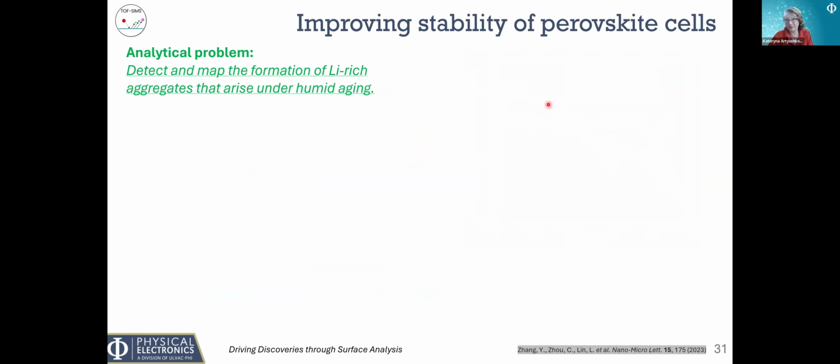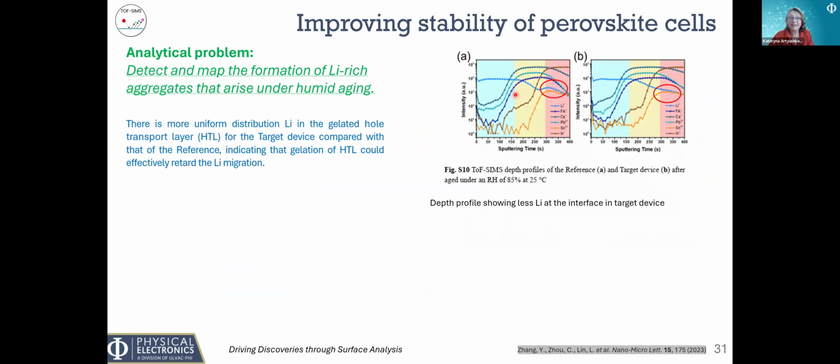The power, of course, of 3D SIMS is actually in mapping. So in this case, authors were trying to look at aggregates of lithium and how they behave in the perovskite cell when it's being aged in humid conditions. So here we have two different cells. One was a reference and the other is this target.